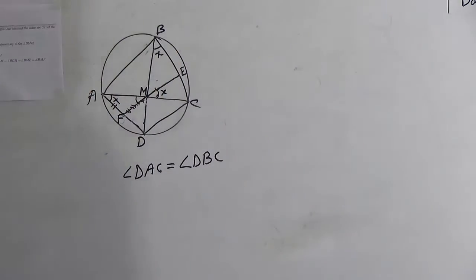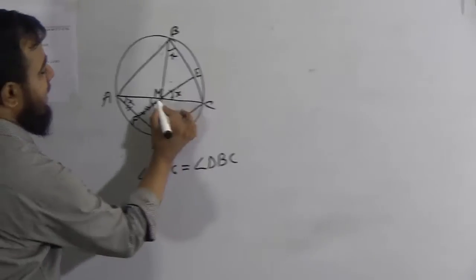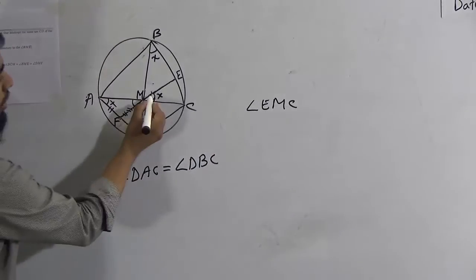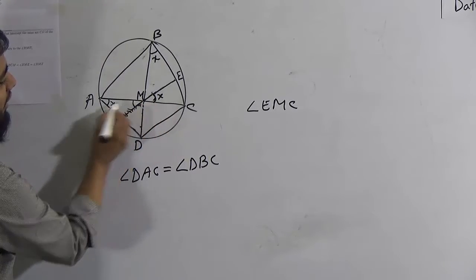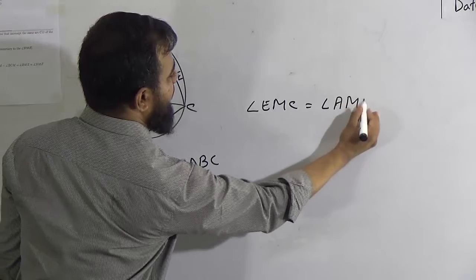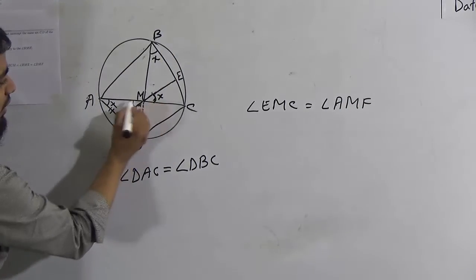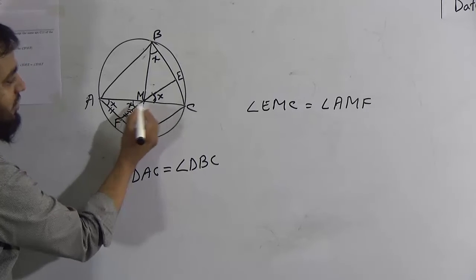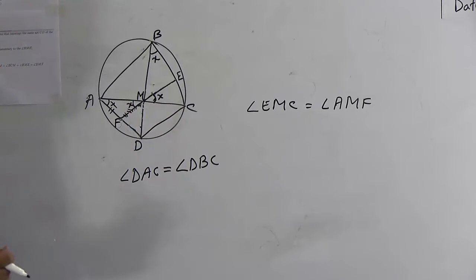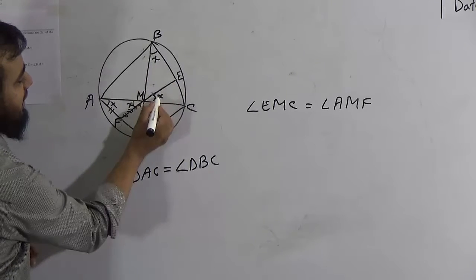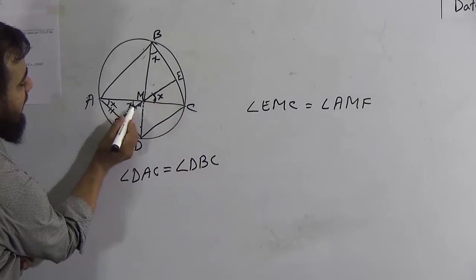Look, we can say that the angle EMC has a vertically opposite angle, which is angle AMF. So these two angles will also be equal to each other. If this one is X, then this one is also X, because vertically opposite angles are equal to each other. So we have proved this angle is X, this angle is X, this angle is X, this angle is X.